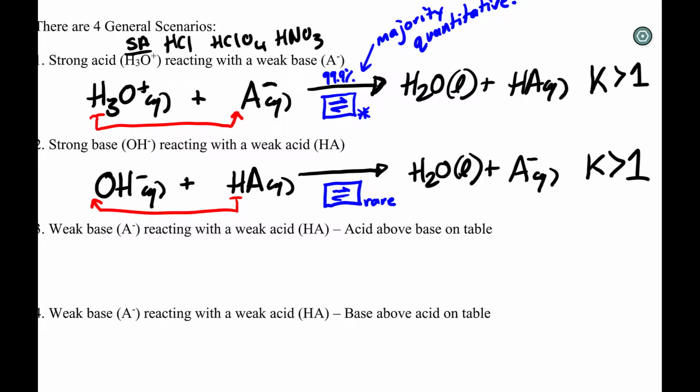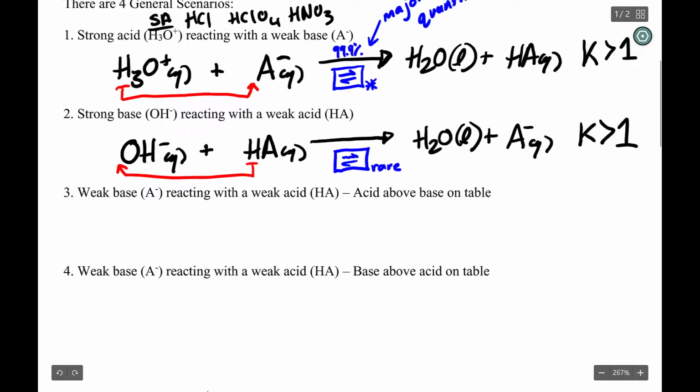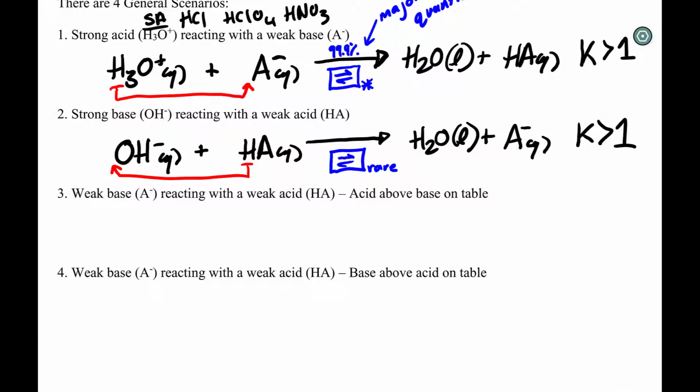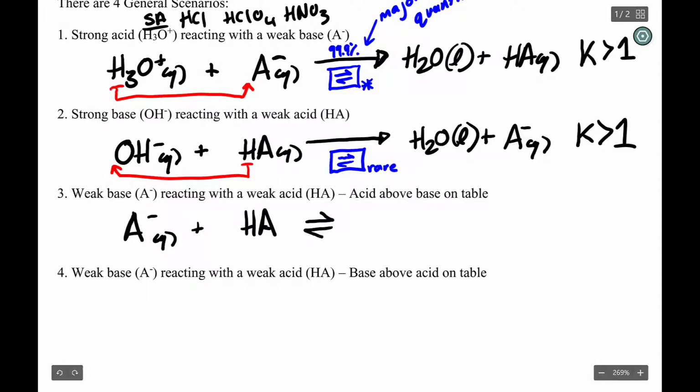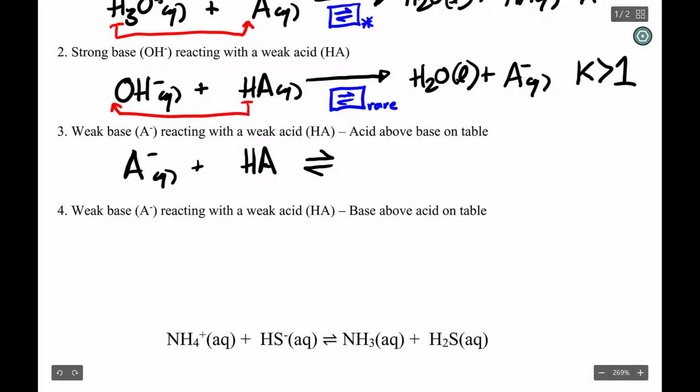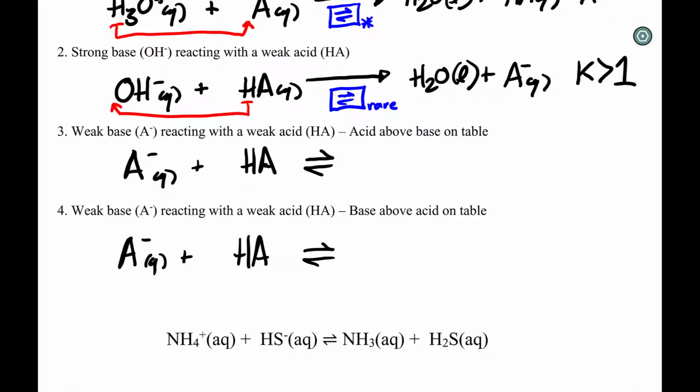All right, we have two scenarios left. The third one is I have a weak base like A minus, and it's reacting with a weak acid HA. These will always be in equilibrium, always. And I have a fourth scenario, same idea, a weak base, A minus, and it's reacting with HA. This will always be in equilibrium, but some of the time it's going to favor the products, and some of the time it's going to favor the reactants.